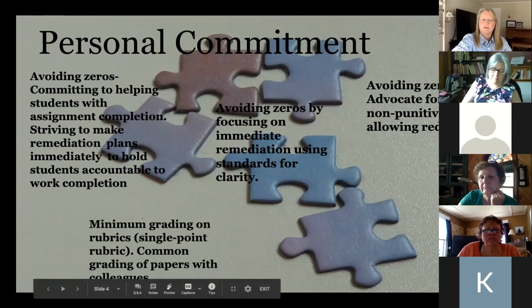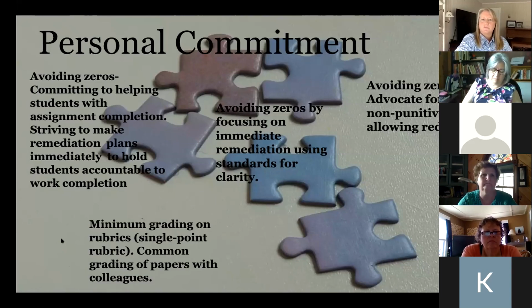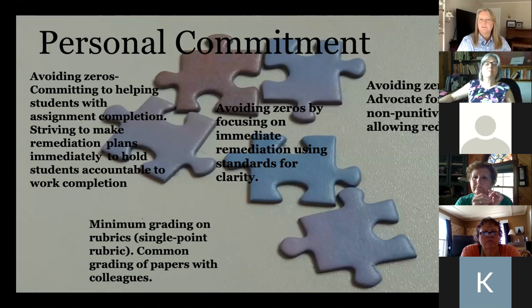This is my personal commitment. This is Kim speaking, and I have selected minimum grading on rubrics with the single point rubric as a focus. I also serve as a teacher leader, so I would really like to help push this idea out to other middle school English teachers by perhaps bringing back the idea of common grading of papers with colleagues, finding that common assessment so that we can really talk about what that success criteria is and what it looks like, and then articulate it to students. Because I really believe that minimum grading will help create this climate of compassion and hope, and it will support the development of a growth mindset in my classroom.